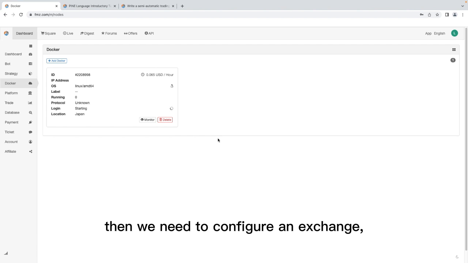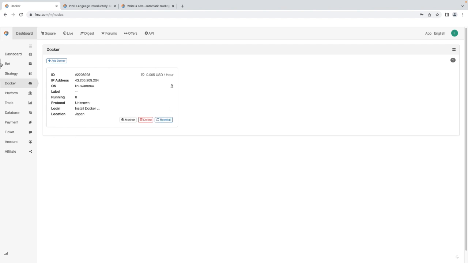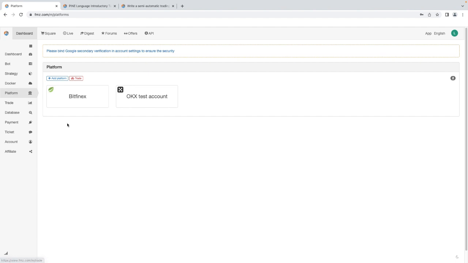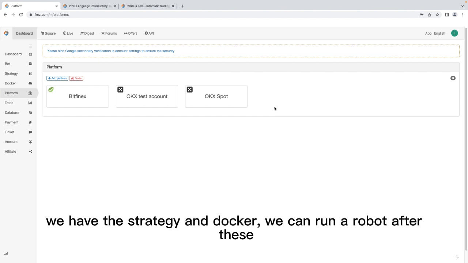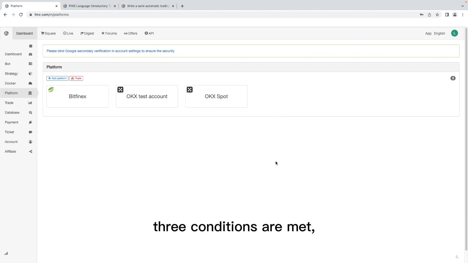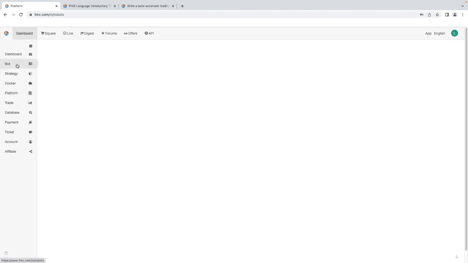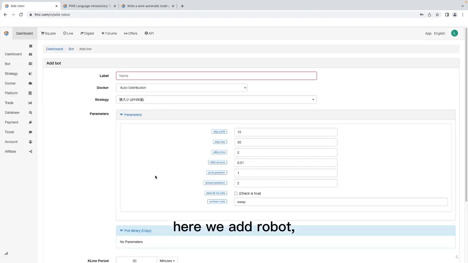Then we need to configure an exchange. And here we have created the platform of OKX Spot. Since we have the strategy and Docker, we can run a robot after these three conditions are met. Here we add robot.